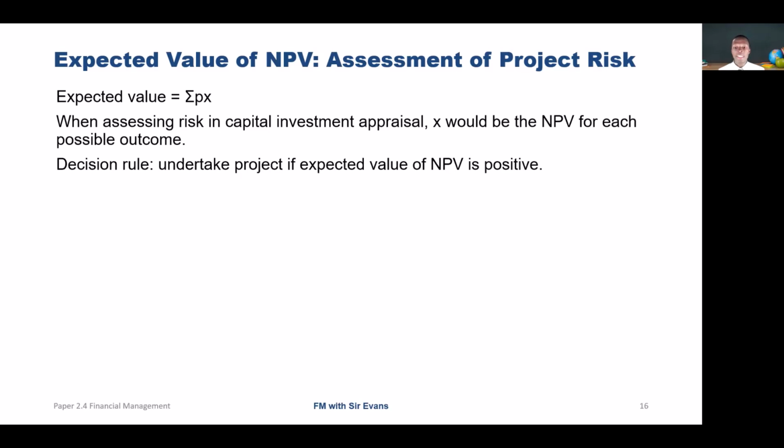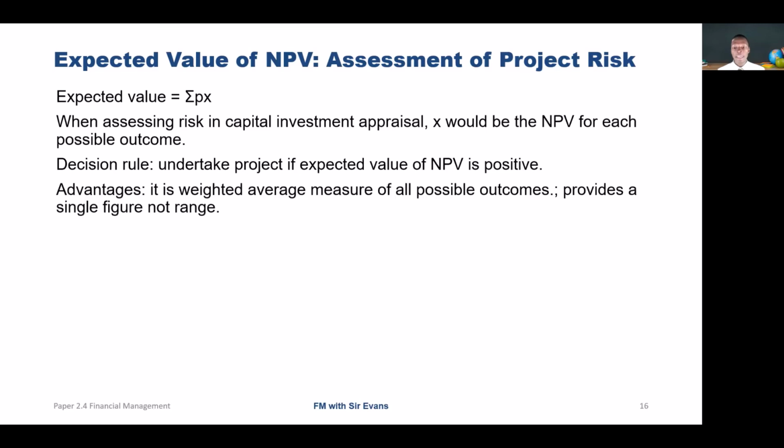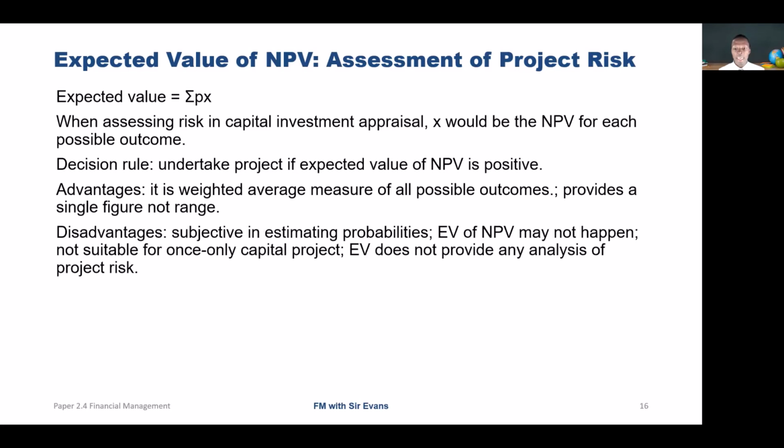However, if the risk involved is too great in relation to the expected return, then the NPV may be positive, but the project wouldn't be undertaken. Now, the advantage is that it's a weighted average measure of all the possible outcomes, and it provides a single figure and not a range. A disadvantage is that it's subjective when you are estimating the probabilities. So the EV or expected value of NPV may not actually happen. And it's also not suitable for a one-off capital project, as EV may not provide an analysis of the project risk.